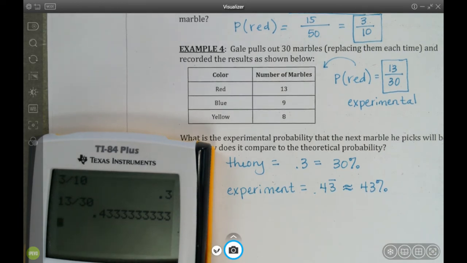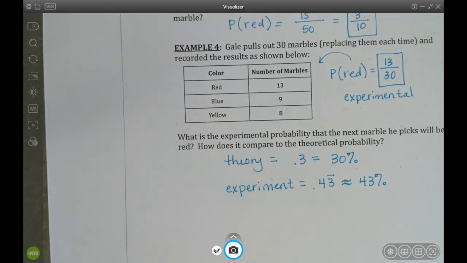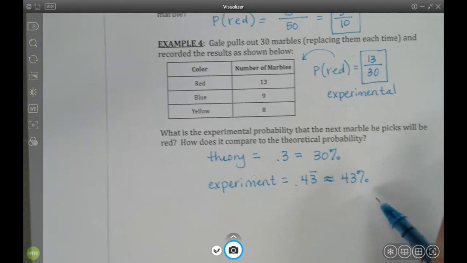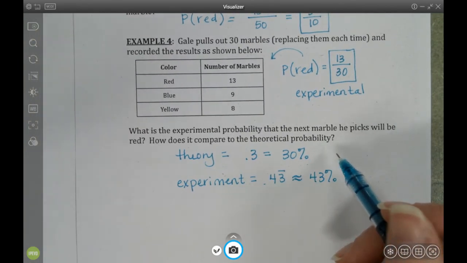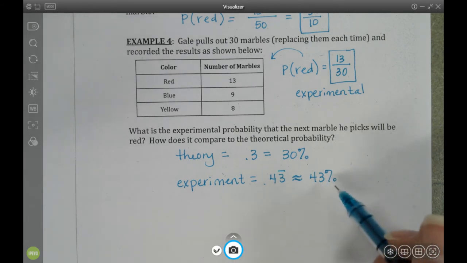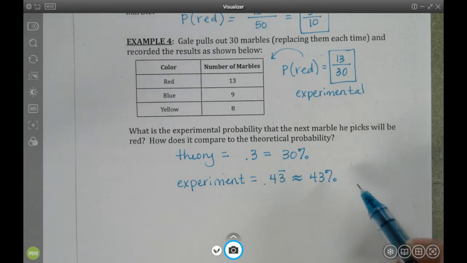So how do those compare? One is 13% higher than the other. Okay, in our experiment, he was way more likely to pull out a red than in theory, based on the results of that experiment. So again, they're not always going to be equal because reality does not match theory most of the time. Okay?